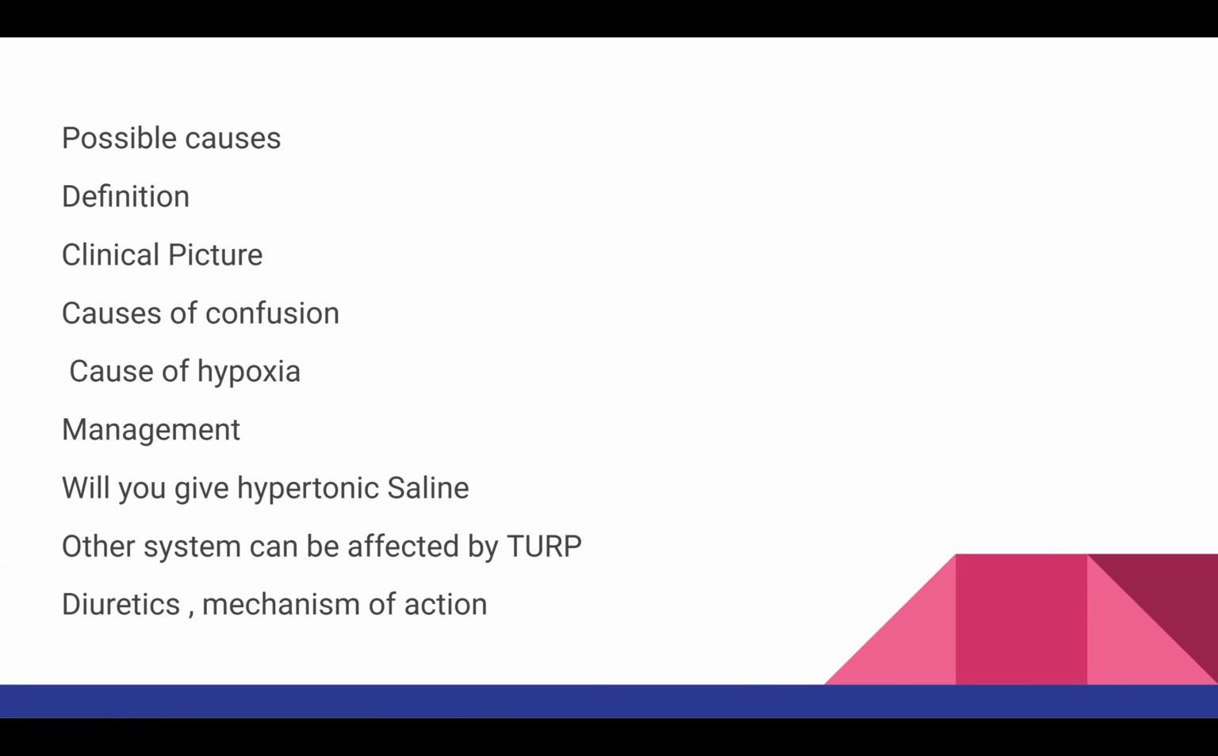It can be due to increased levels of glycine and increased levels of ammonia, which is hepatotoxic and can lead to confusion. Okay, and what is the cause of hypoxia in this patient? Hypoxia is due to chloride shift, in which the chlorides enter the RBCs and bicarbonates are pushed out.